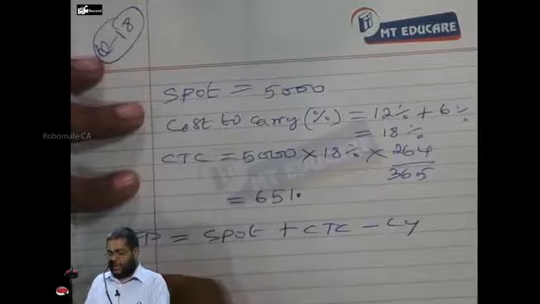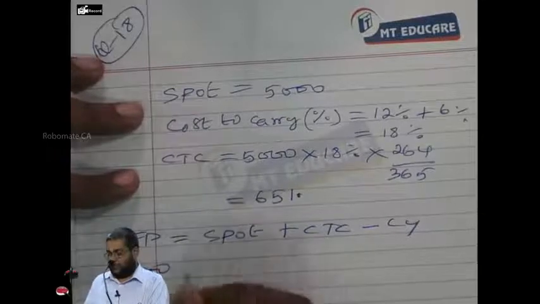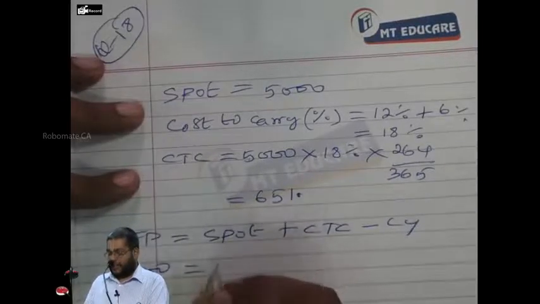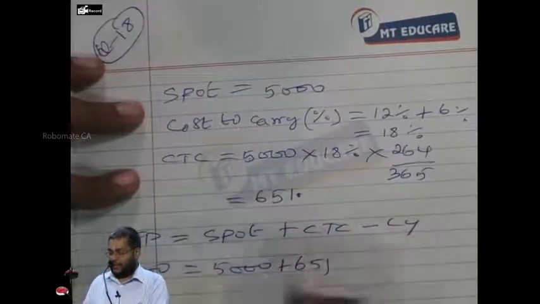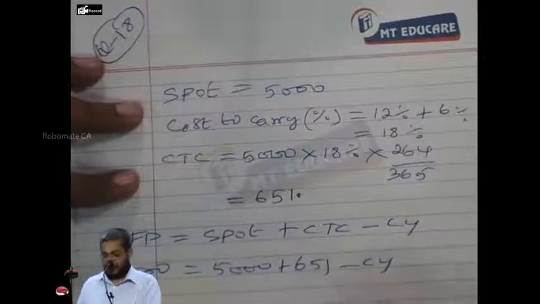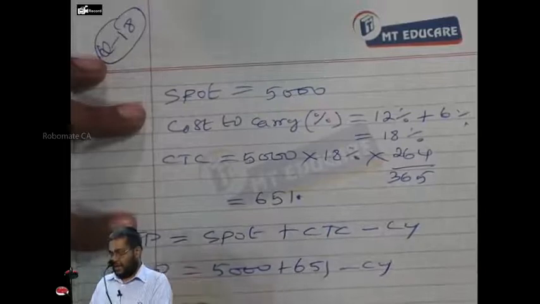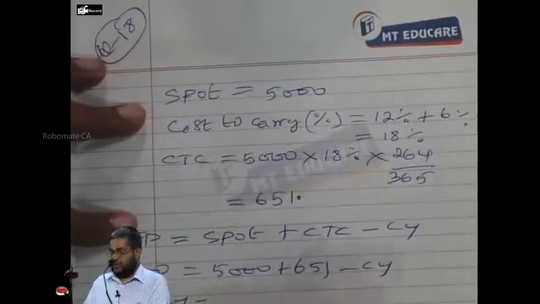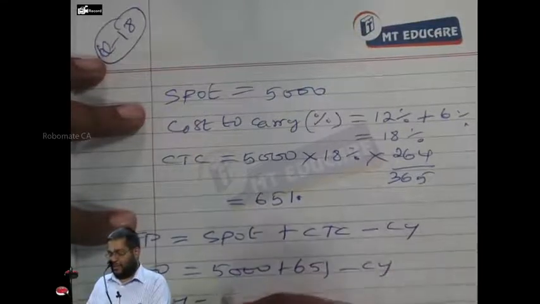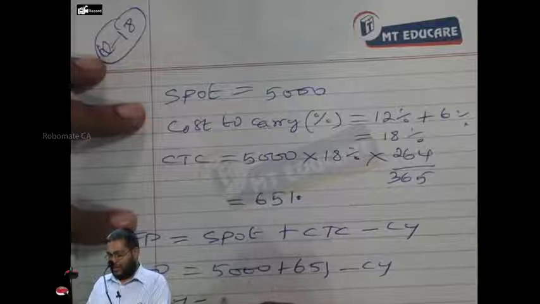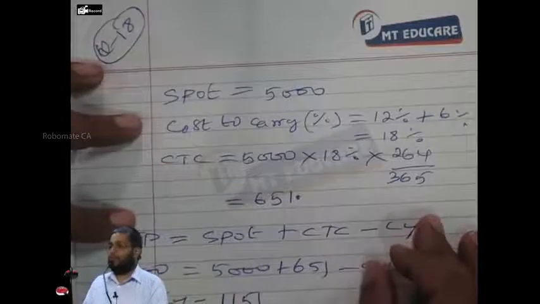This gold future is trading at how much? 4,500. The future price is 4,500. What is the spot price of the gold? 5,000. What is the cost to carry? 651. Minus convenience yield. Now, convenience yield is equal to 5,651 minus 4,500. What is the number? 1,151. Convenience yield is 1,151.